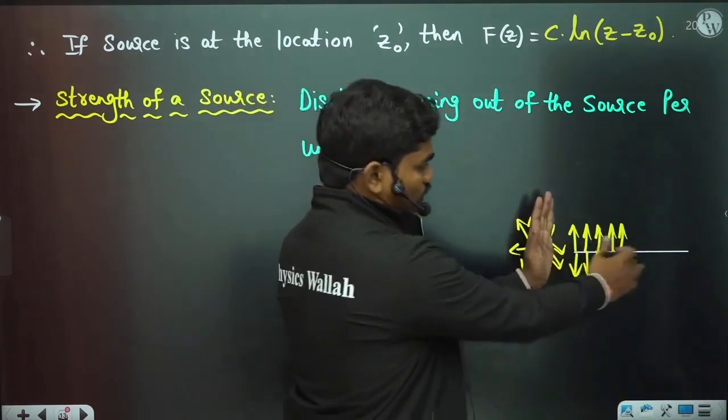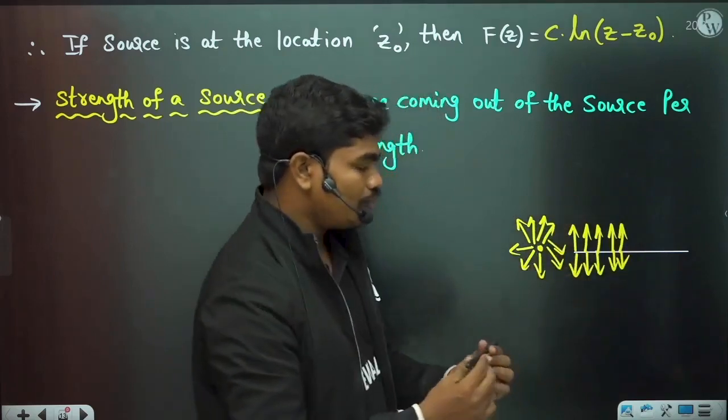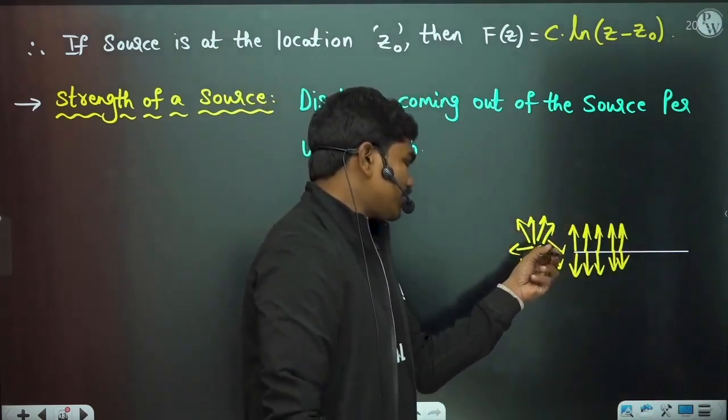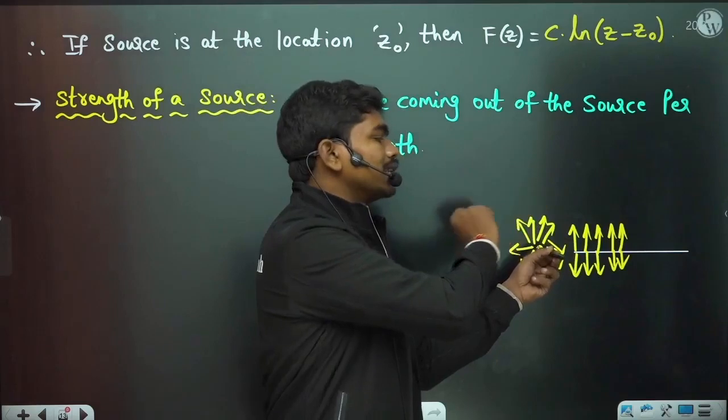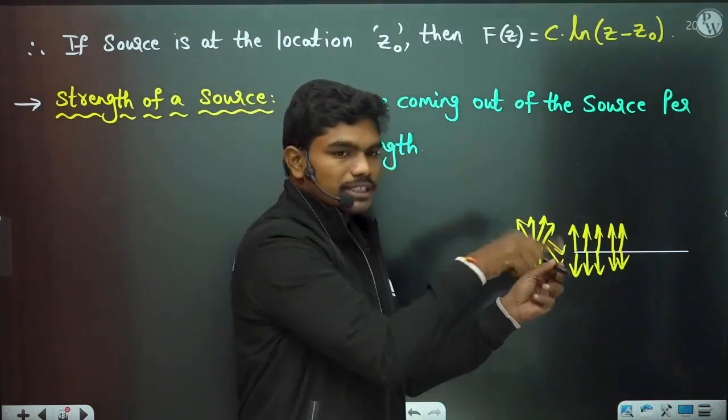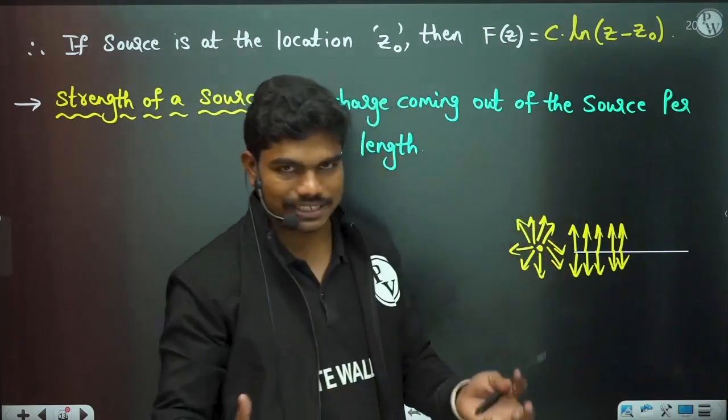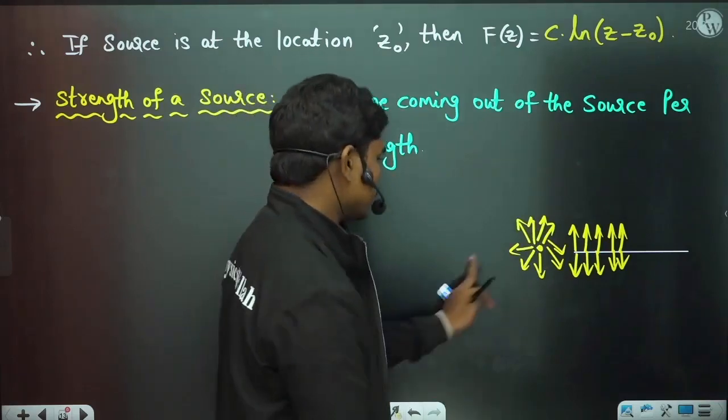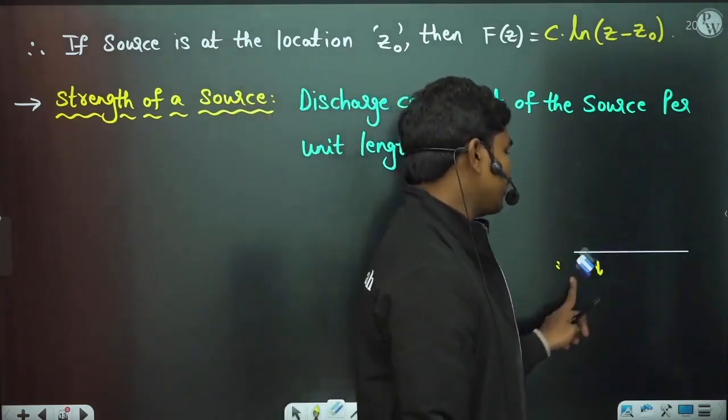Now whenever the source length is only 1 unit, assume there is one small pipe like this from which fluid is continuously coming out in all the directions. If the length of this pipe is 1 meter, then what is the discharge that you are getting? That's what you are interested in. Clear? So, source per unit length actually.